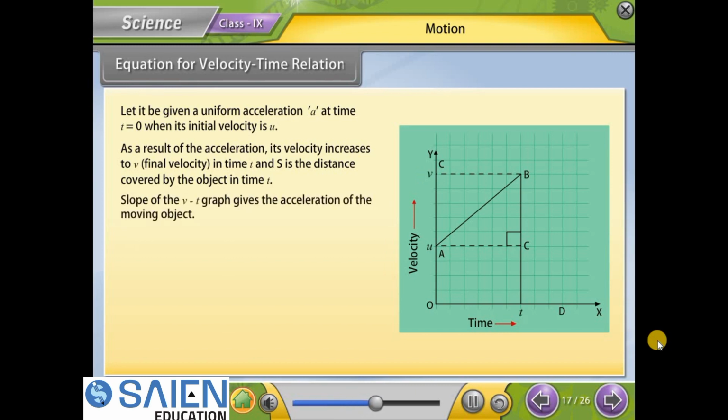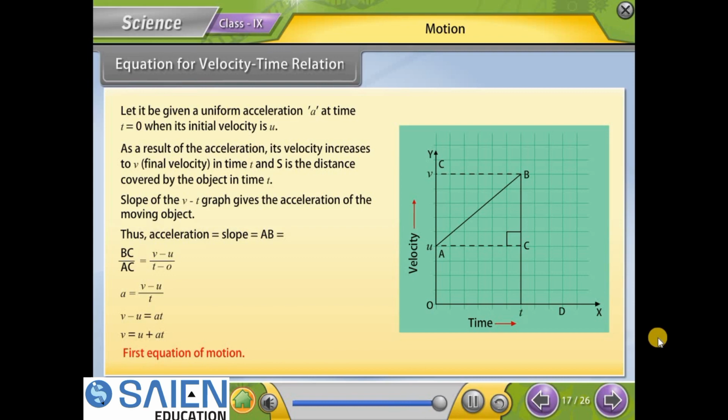Slope of the vt graph gives the acceleration of the moving object. Thus, acceleration is equal to slope, which equals AB, which equals BC upon AC, which is equal to (V minus U) whole upon (T minus 0), where a is equal to (V minus U) whole upon T. This gives V minus U equal to AT, so V equals U plus AT, which is the first equation of motion.